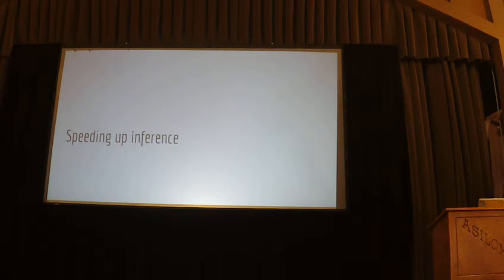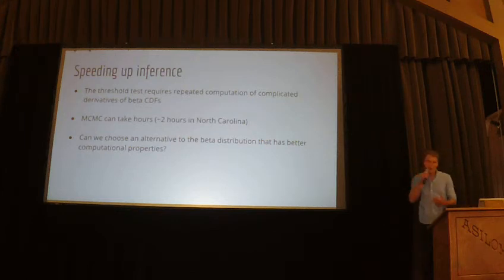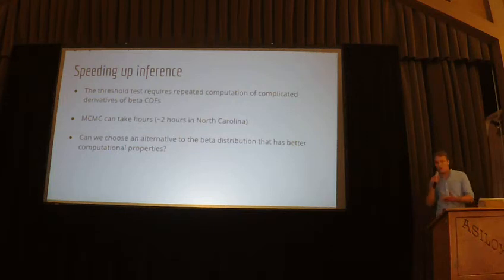All right, so there's one downside with the model as we've laid it out so far, and that is that inference can take a really long time. Computing the derivatives of the log posterior requires complicated derivatives of beta conditional distribution functions, and as a result, in North Carolina, I think inference took about 2 hours. We're trying to extend this to bigger states or to a nationwide analysis, and it becomes intractable once you consider all the robustness checks you have to do in an analysis like this. So we started looking for an alternative to the beta distribution that had better computational properties.